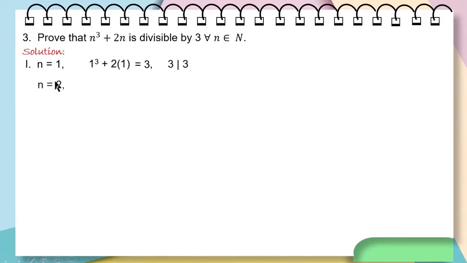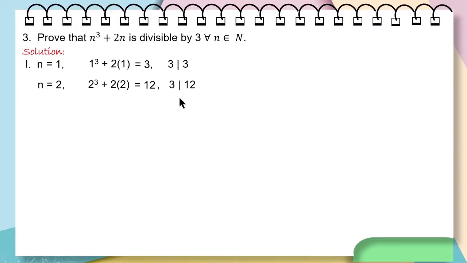When n is equal to 2, the value is equal to 12. 2 raised to 3 is 8, plus 2 times 2 is 4. 8 plus 4 is 12, and 12 is also divisible by 3.